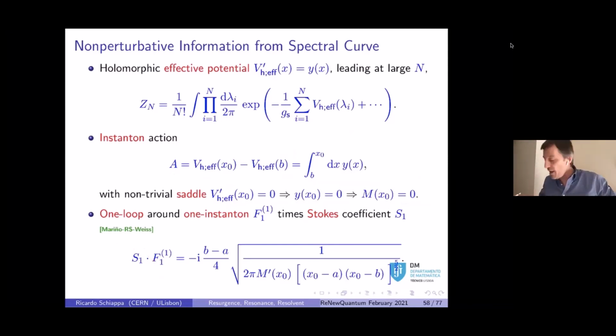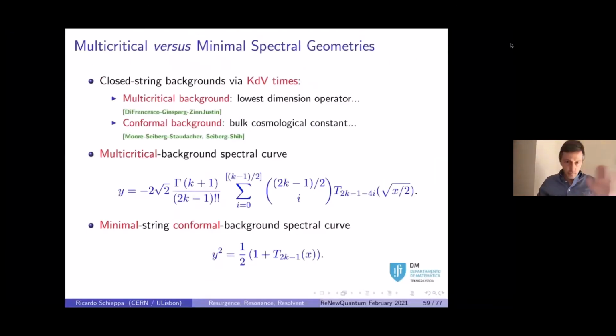So the question that you could ask is, okay, do I have spectral curves for all these multicritical problems, so that I can actually compute Stokes data for all of these problems? There's just a little technicality that I want to tell you, that there are actually two different backgrounds that people usually consider.